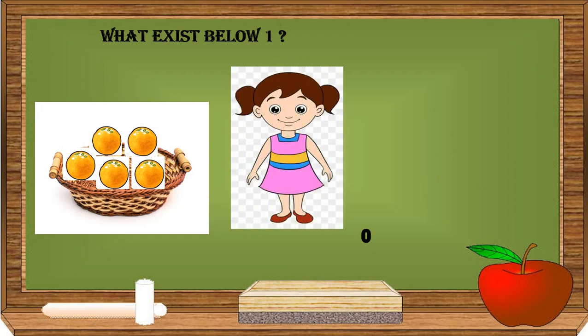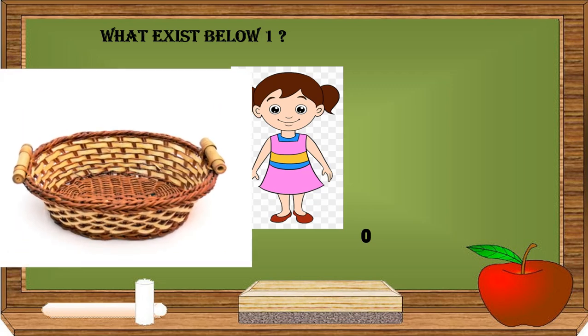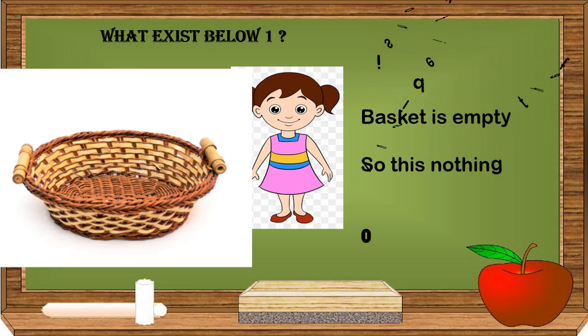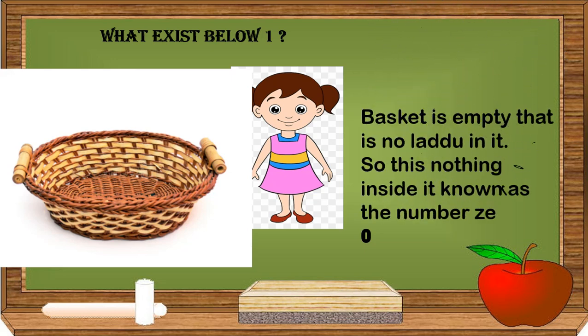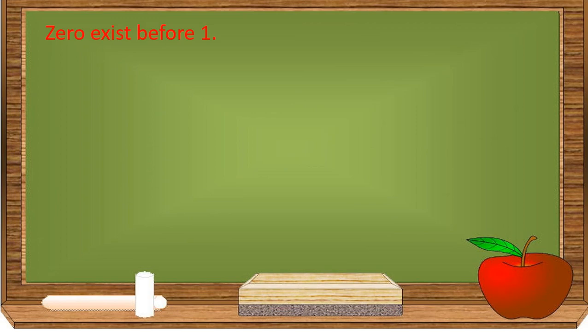Suppose a girl is there and she has some laddus. One by one she eats all the laddus. Now observe the basket. Basket is empty. There is nothing. This nothing inside this basket is known as the number 0. So 0, this exists before 1.